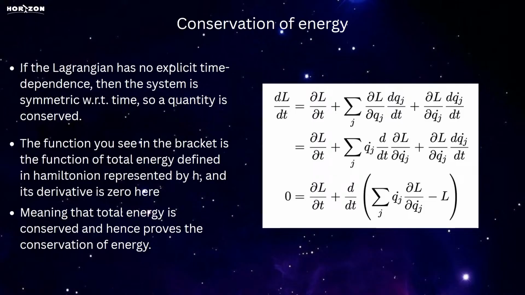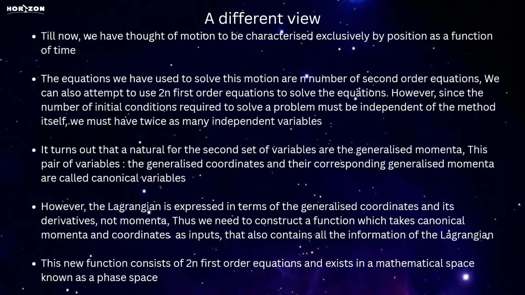Now, moving on, we have so far described motion using generalized coordinates, and we use the Lagrangian, which depends on the coordinates and their time derivatives. The Lagrangian gives us n second order differential equations. Each second order equation needs two initial conditions, typically position and velocity. That means we need 2n initial conditions to solve the system. But instead of solving n second order equations, we can split each one into two first order equations, leading to 2n first order equations.